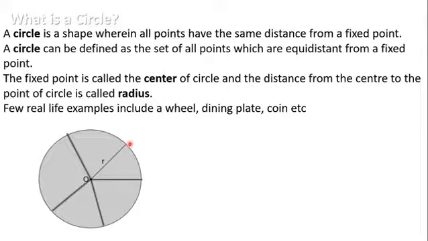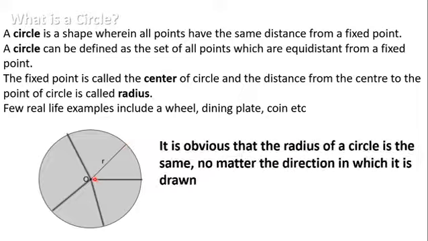That gives us a conclusion, because now it is obvious that the radius of a circle is the same no matter the direction in which it is drawn. So it doesn't matter if you draw it this way or this way or this way, as long as it is a line from the center of the circle to the circumference of the circle, then it will be the same length all around. Okay, and you could try that out. You could do that as an activity if you do have the time to do that.